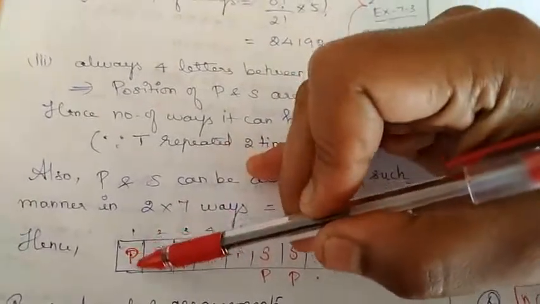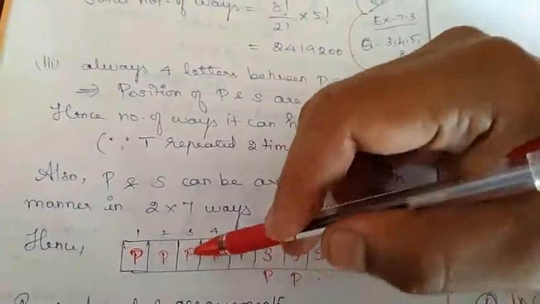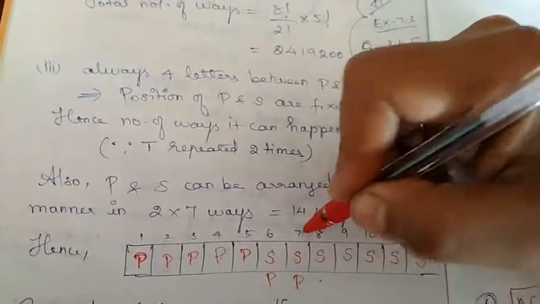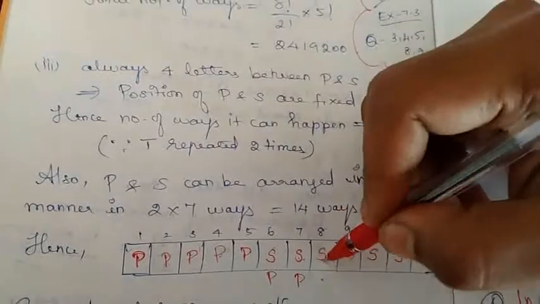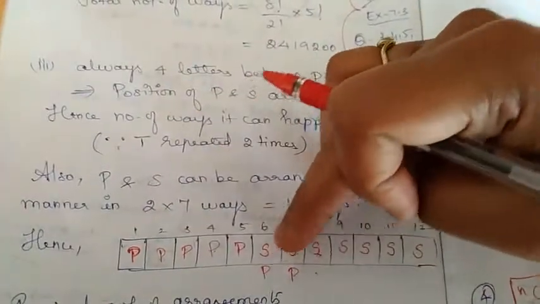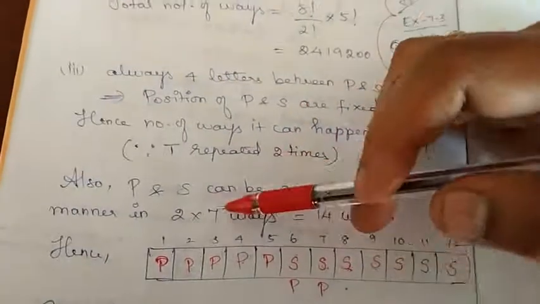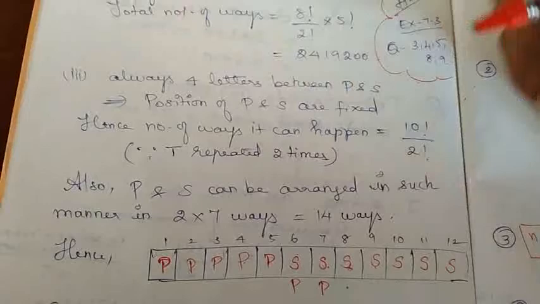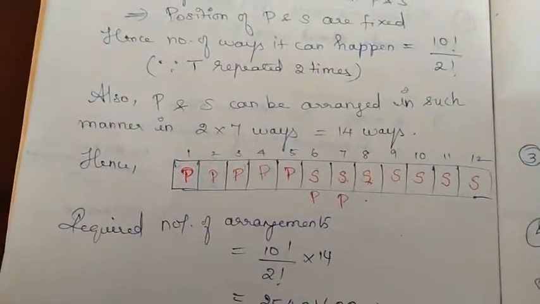How? If P is fixed in the first position, S can be fixed in the 6th position, because there should be 4 letters in between. If P is fixed in the second position, S can be in position 7. If P is in the third position, S can be in the 8th position. Likewise, there are 7 possibilities. 1, 2, 3, 4, 5, 6, 7 possibilities. So 2 into 7 ways it can be arranged. Again, multiplication principle. This into this will give you the required number of arrangements.